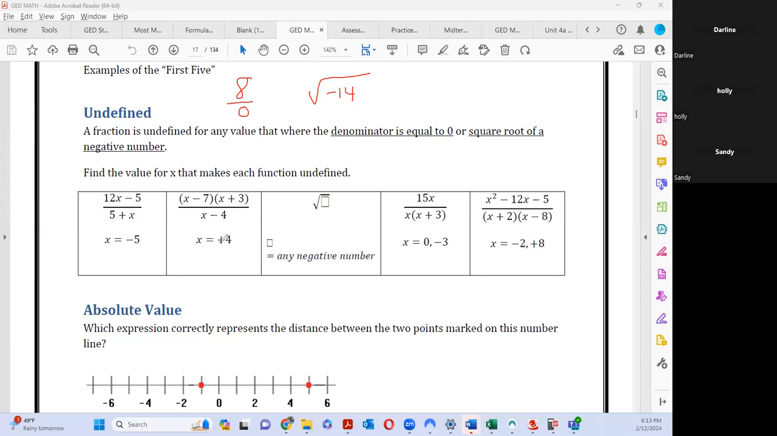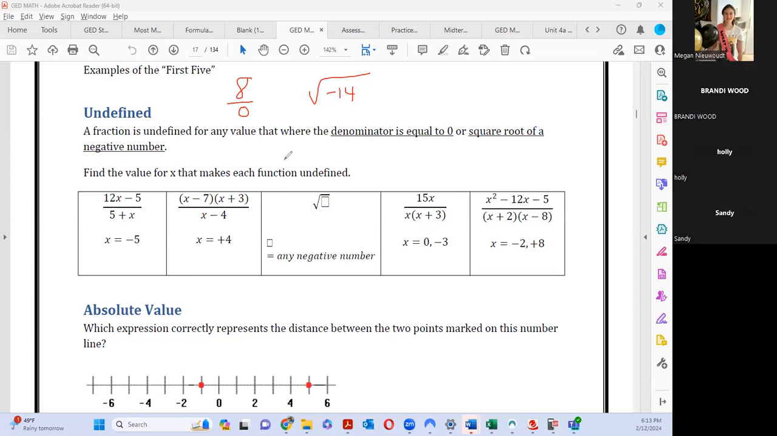This is from my ebook: 5 examples of where you can find the values of x that would make this undefined. It says find the value for x that makes each function undefined. This may say function, expression, or equation. It doesn't matter. The 2 things you should be thinking about: it cannot be a negative square root, and your denominator can't be 0.